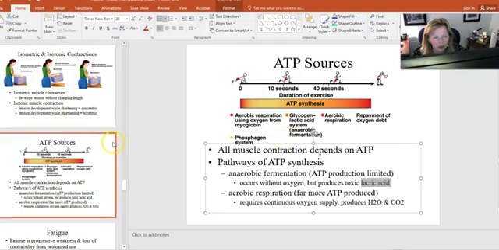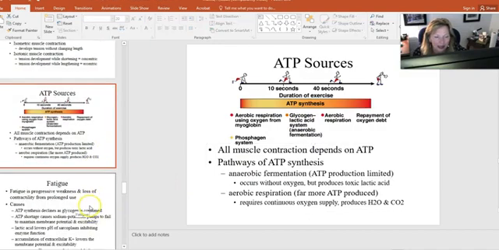Myoglobin is a protein that can help us to store some oxygen in our tissues so that we can use that in these extreme situations. So myoglobin and glycogen are storage forms for aerobic respiration, and even when we have to go into anaerobic fermentation for short periods of time.